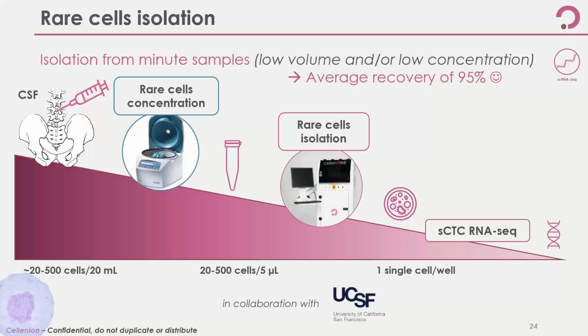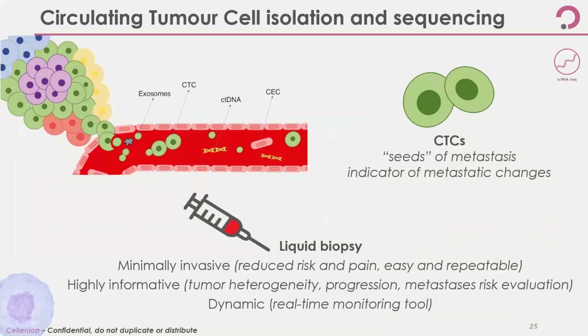And in those samples, there are very few cells, so 20 to 500 only in 20 milliliters. So if we use a centrifuge to concentrate the sample a bit to 20 to 500 cells in 5 microliters, we can then use the CellenONE to isolate these rare cells. And then once they are isolated, we can do the single-cell experiment on those cells.